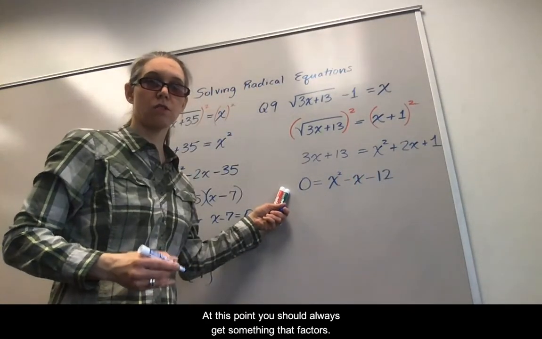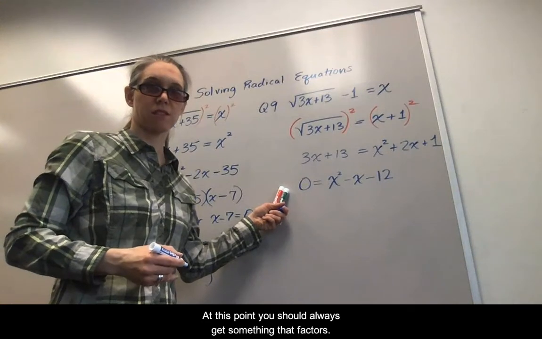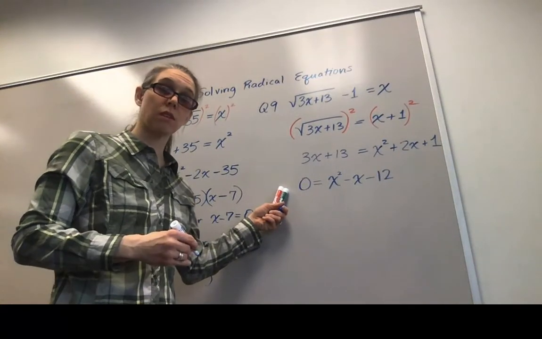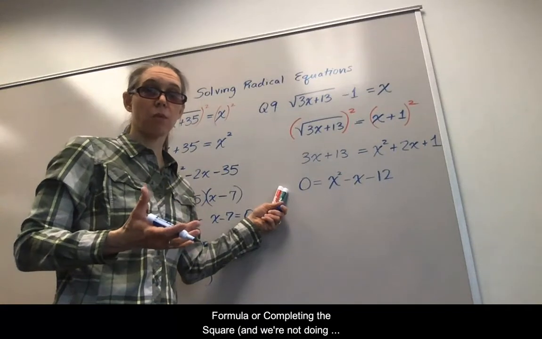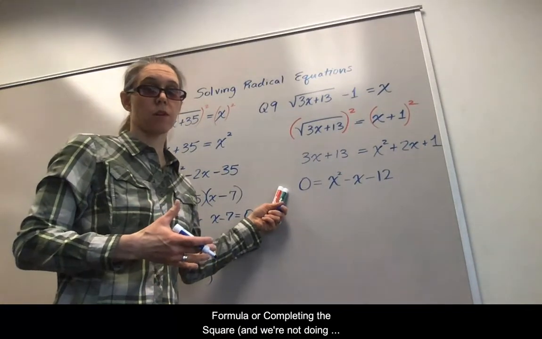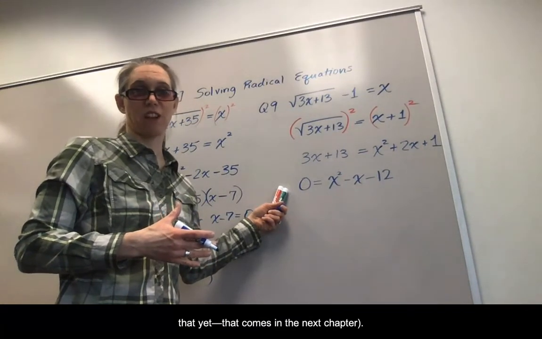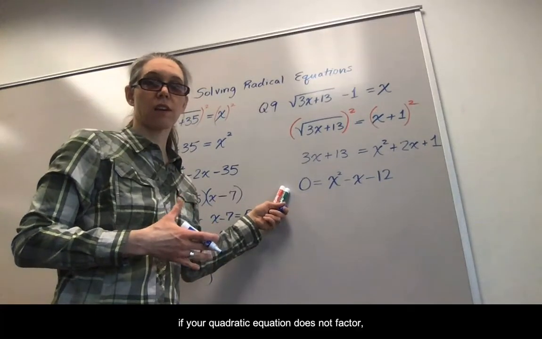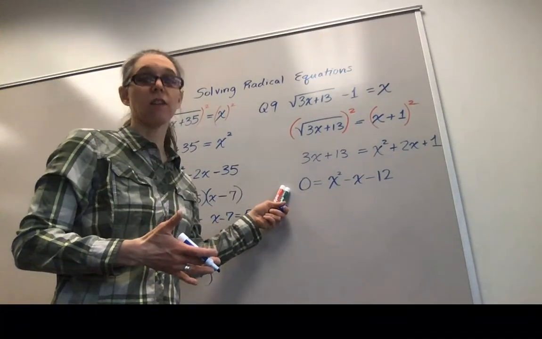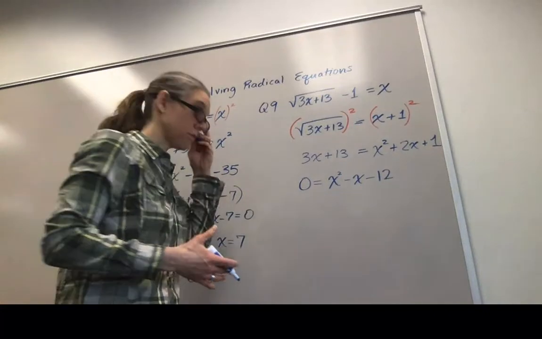At this point, you should always get something that factors, because if you don't, you can only solve it using the quadratic formula or completing the square. And we're not doing that yet. That comes in the next chapter. So when you get to this point, if your quadratic equation does not factor, go back and check your work.